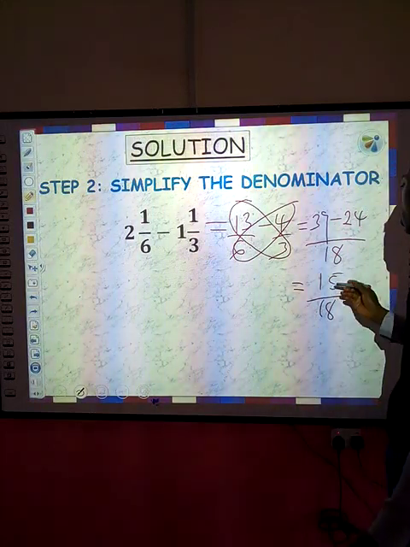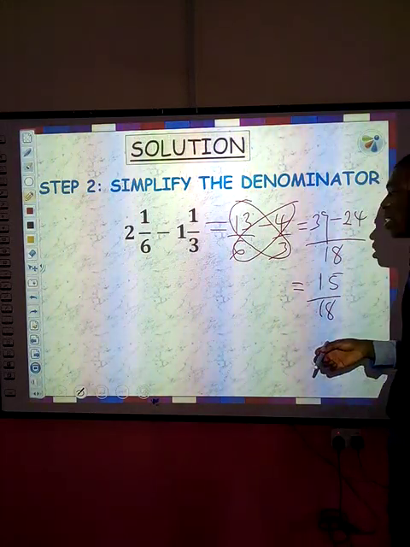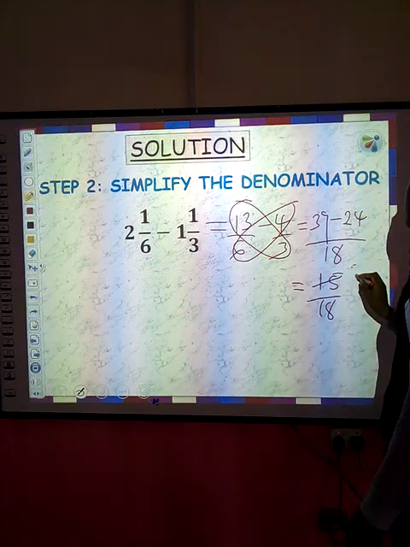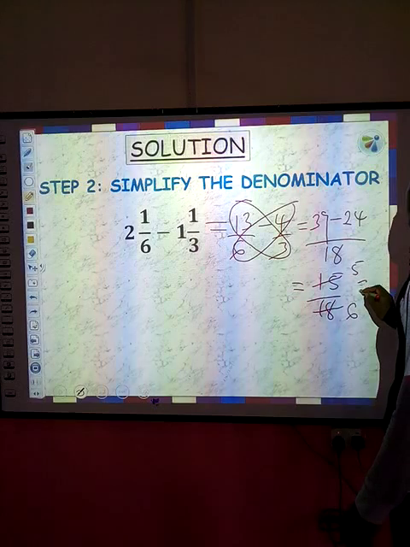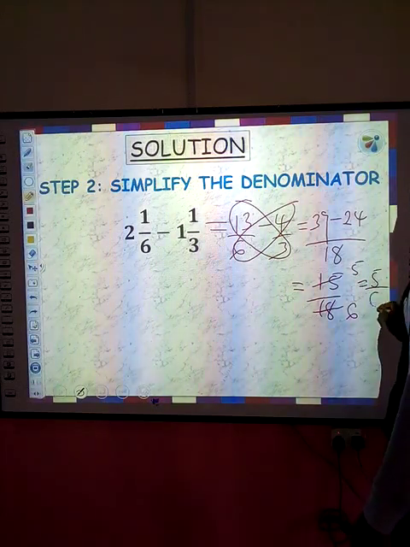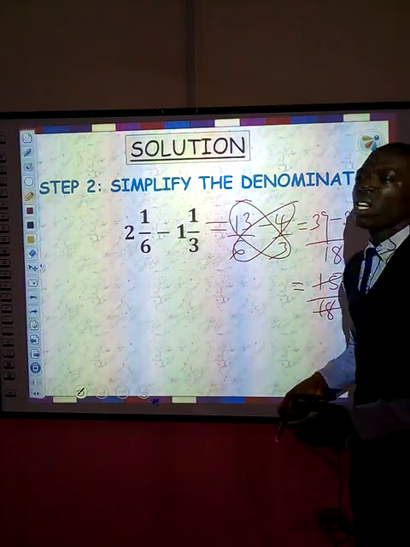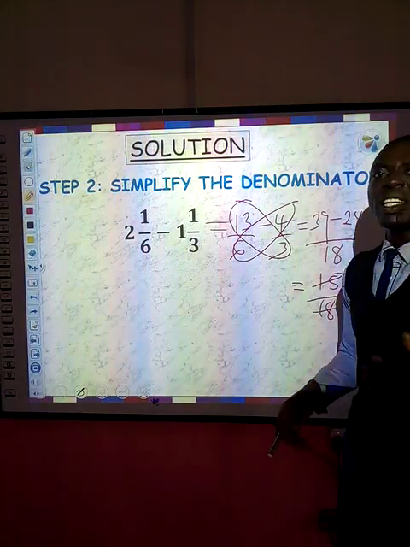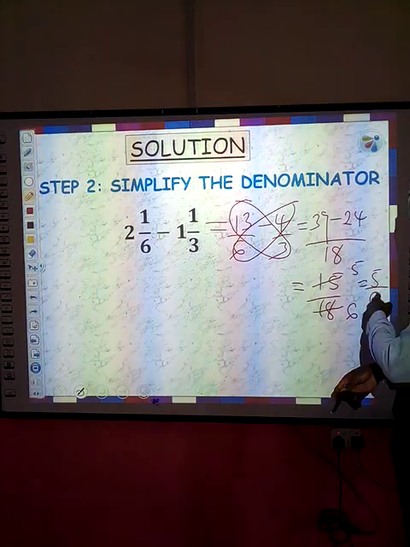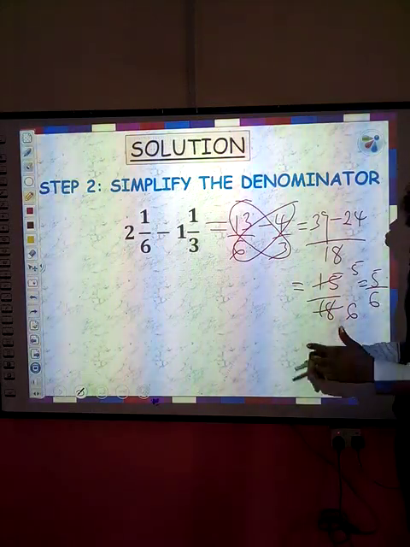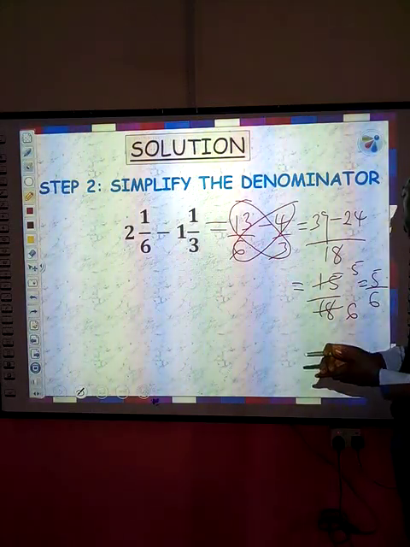If you want, 3 is common to 15 and 18 actually. So 3 in 15, you can say 5. 3 in 18, you can say 6. That means that the denominator has been reduced to what? To 5 over 6. Now, finally, you have to place the answer of the denominator by the answer of what? Of the numerator to finally handle the question.